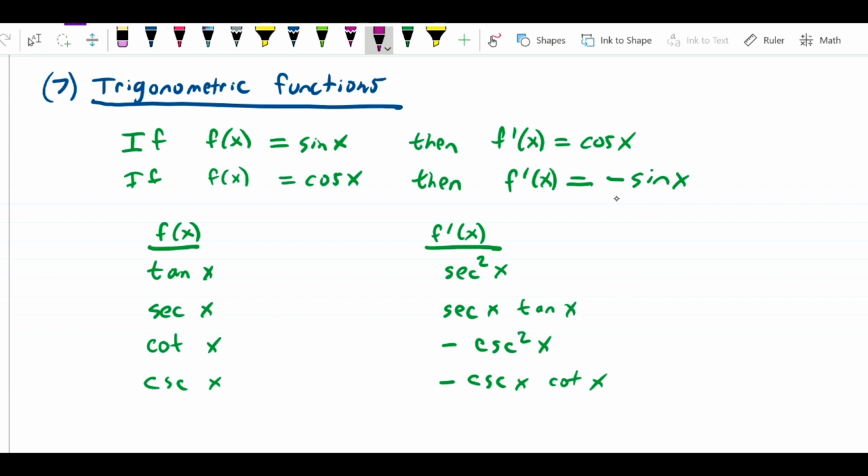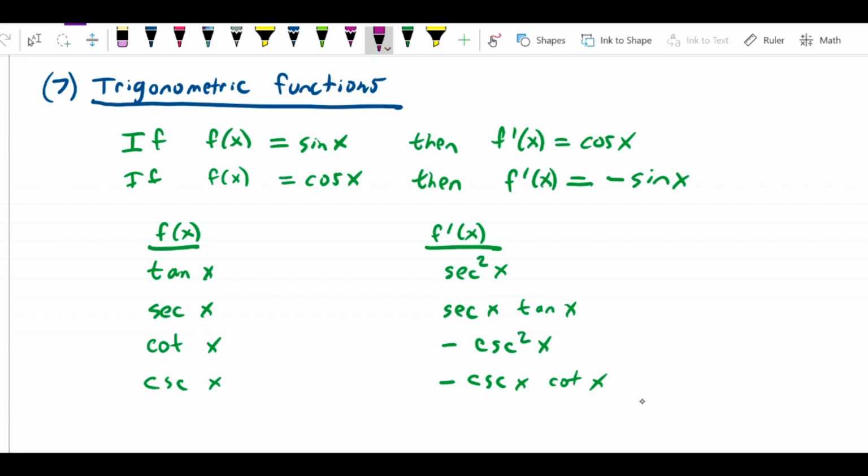In addition to sine and cosine, we have the derivative of tan x is secant squared x. The derivative of secant x is secant x tangent x. The derivative of cotangent x is negative cosecant squared x. And the derivative of cosecant x is negative cosecant x cotangent x.